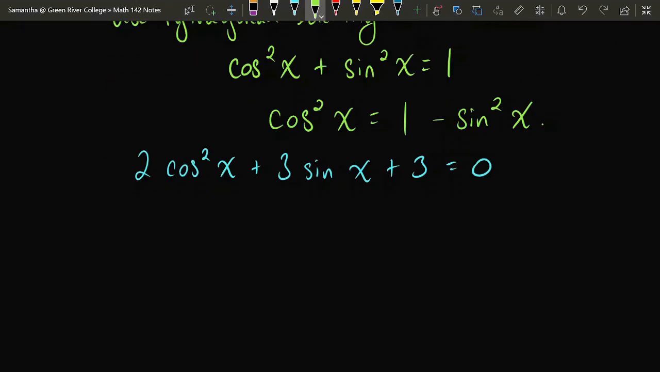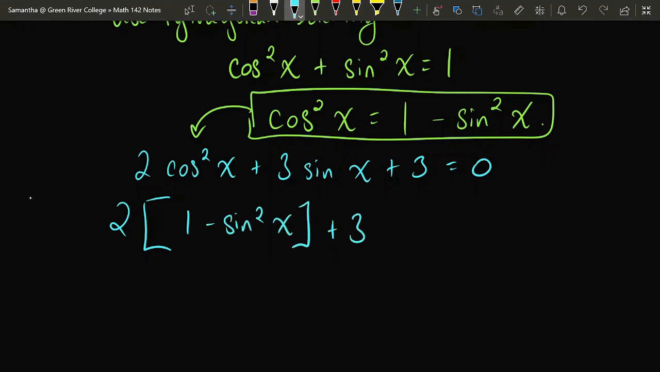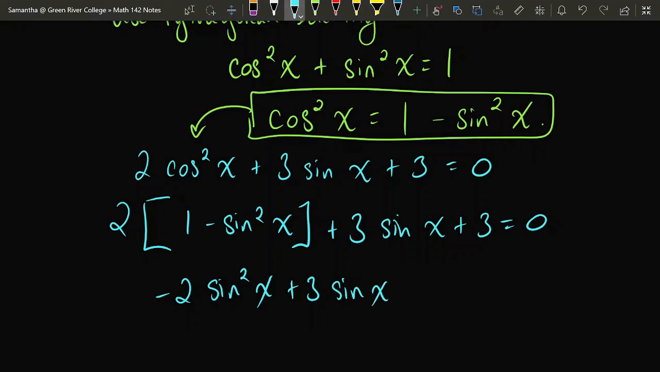I'm going to put this into the equation to replace 2 times cosine squared with 2 times the quantity 1 minus sine squared. So this is equal to negative 2 sine squared x plus 3 sine x plus 2, from 2 times 1 plus 3.